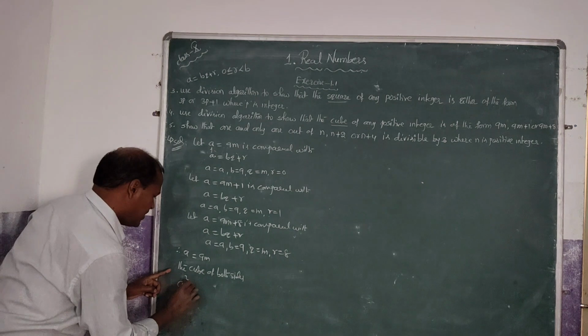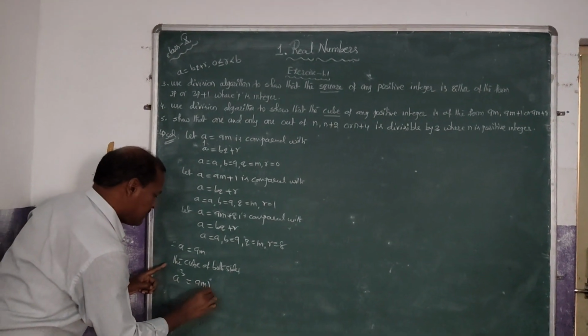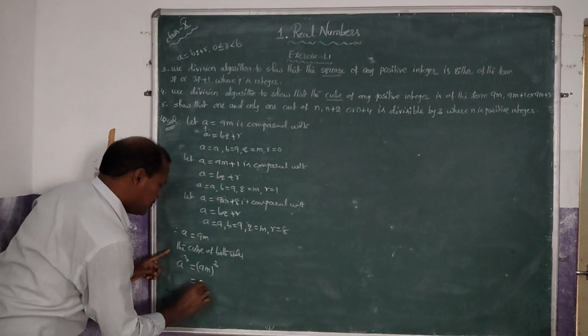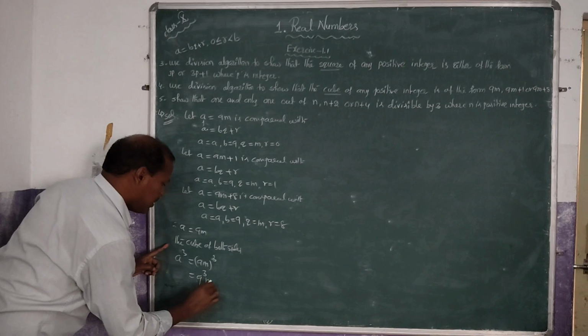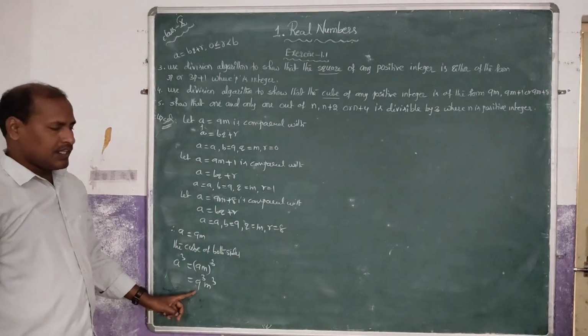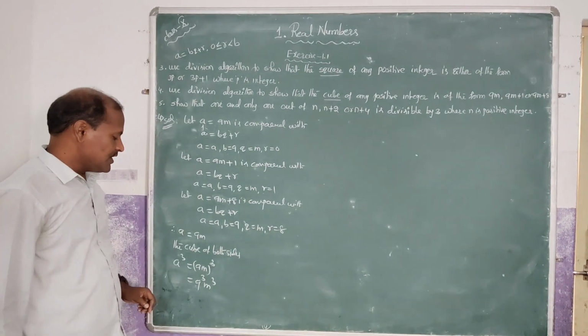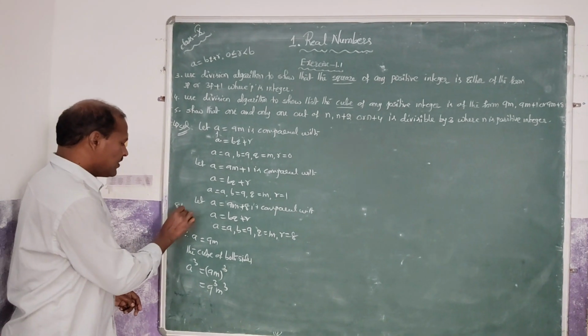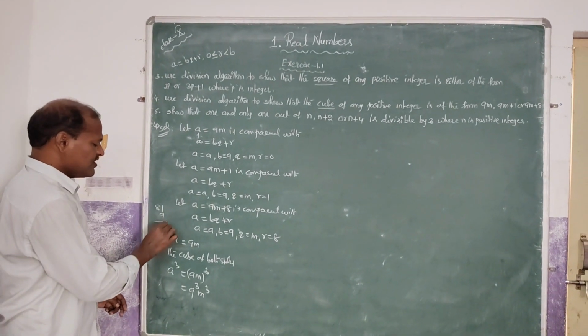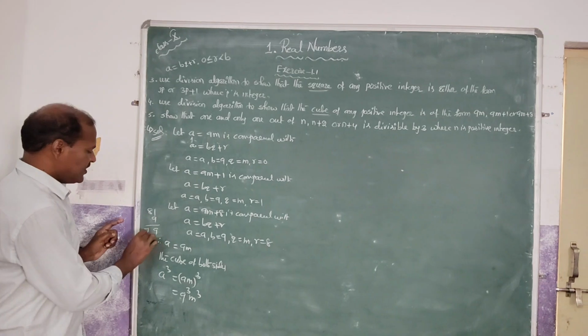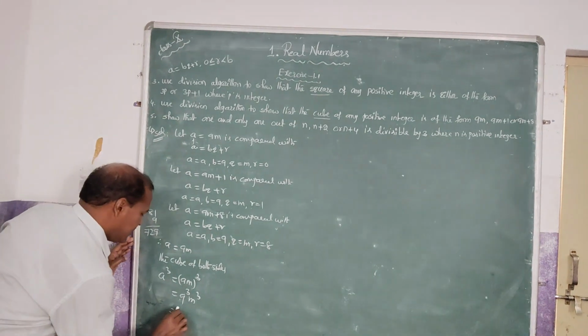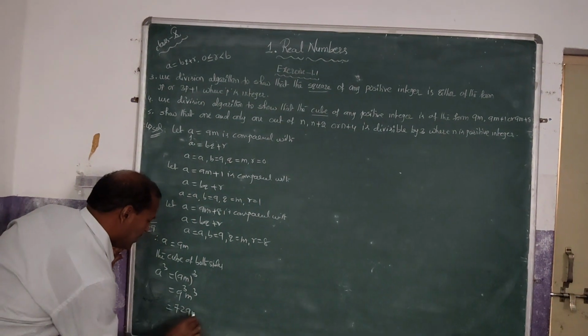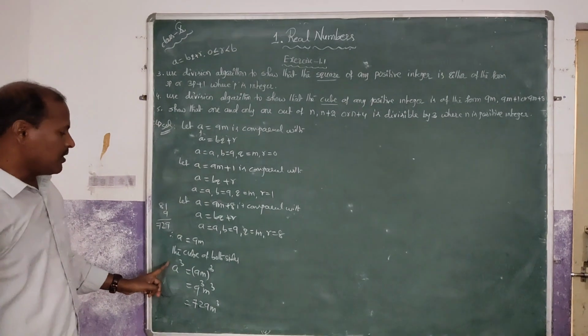Here write a cube: 9m whole cube is equal to 9 cube and m cube. 9 cube means 9 is multiplied 3 times. 9 nines are 81, 81 nines are 729. So 729 m cube. Okay, this cube is completed.